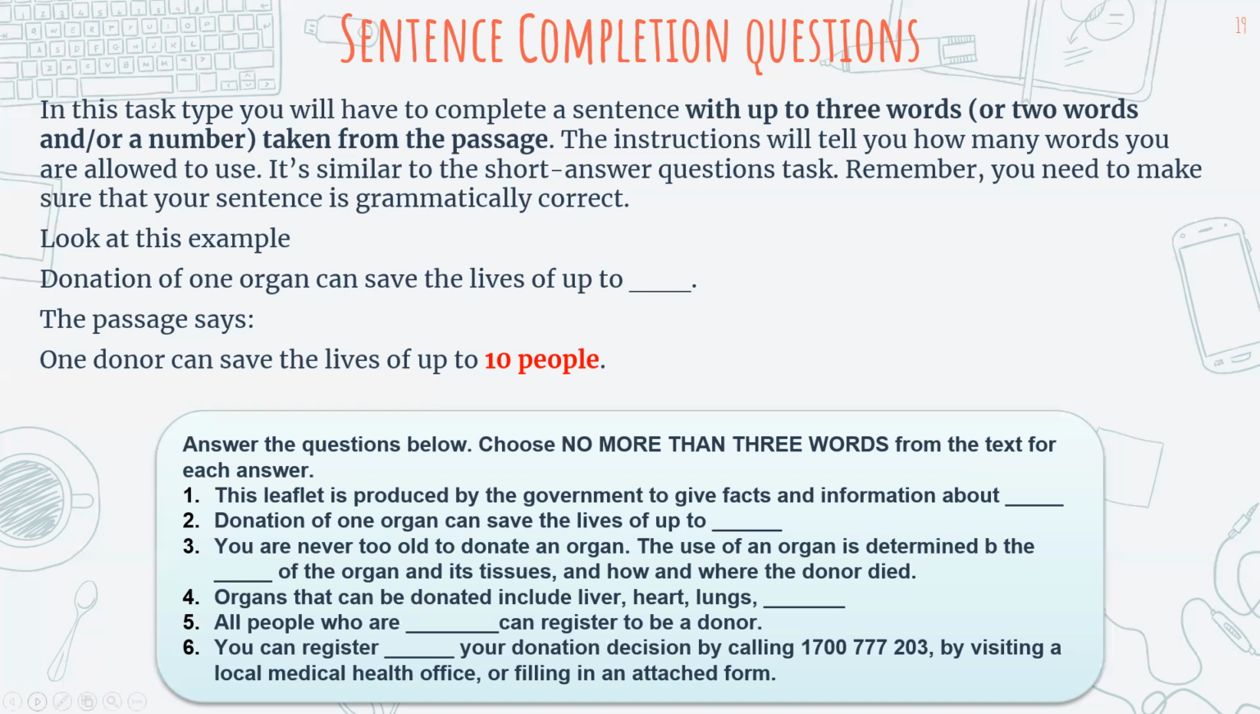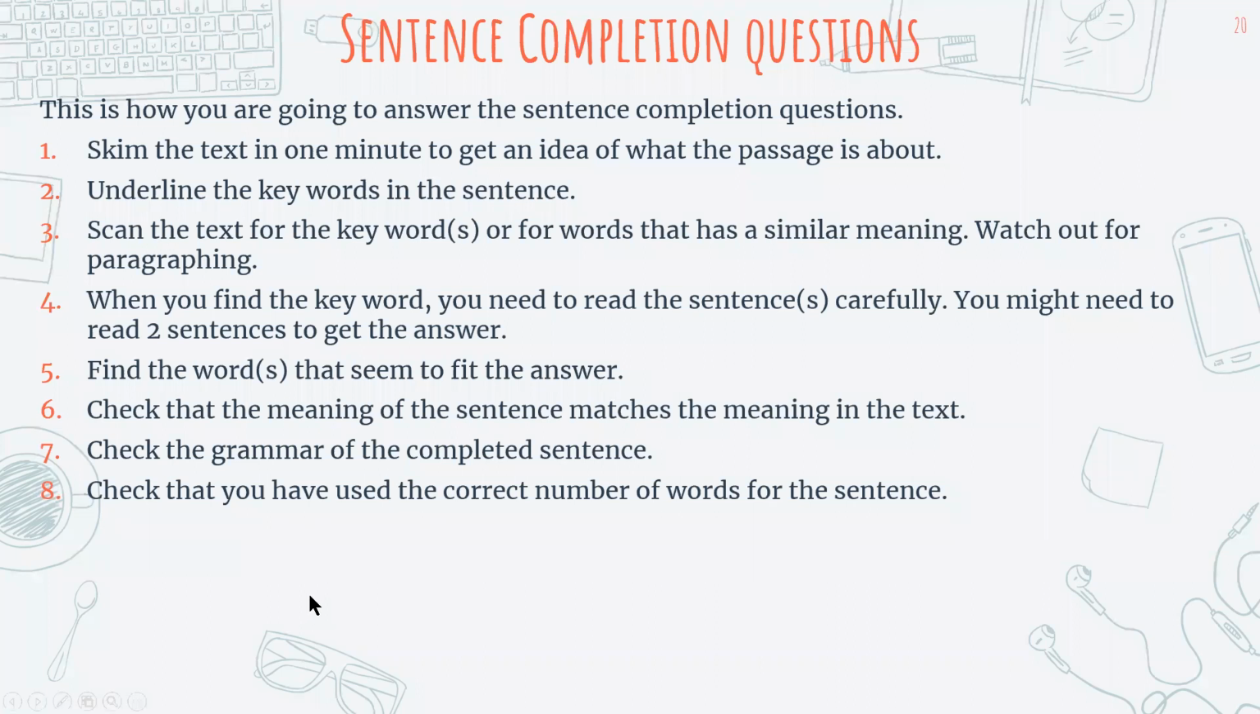So let's practice the steps that we are going to talk about. It's practically the same. First, skim the text in 1 minute to get an idea of what the passage is about. So you will start with skimming. You have to understand what the text is about.